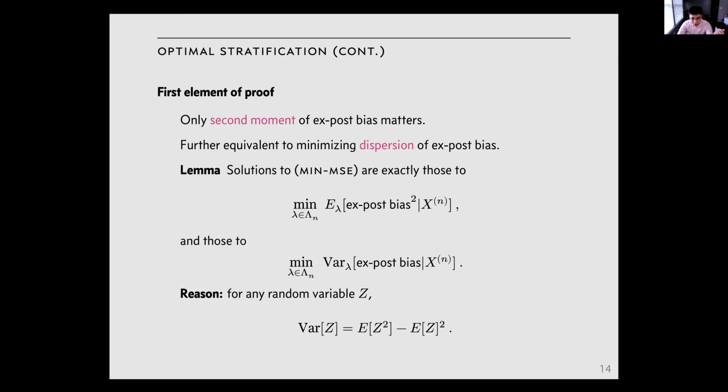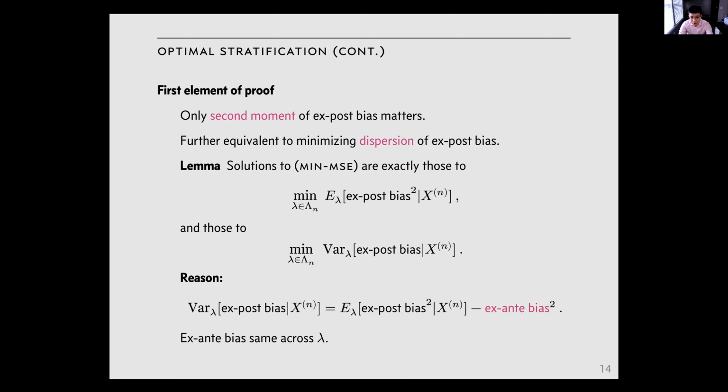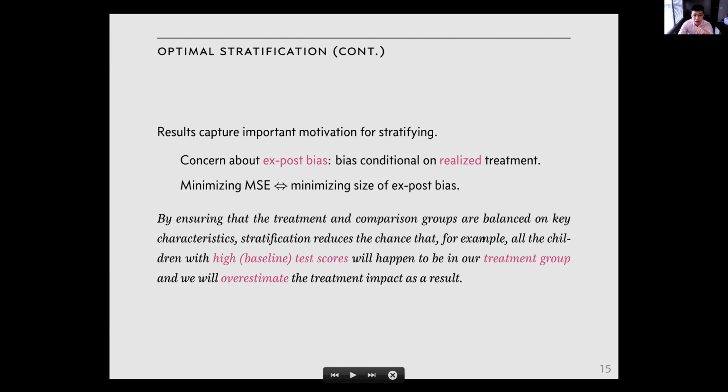And the reason is actually very simple, because if you think about variance, it's the second moment minus first moment squared. If you substitute everything by the quantity we're discussing today, then the variance or the dispersion of ex-post bias is the second moment of ex-post bias minus first moment squared, which is really ex-ante bias squared. But ex-ante bias doesn't depend on stratification at all, so it is equivalent to minimize this dispersion and minimizing the second moment. So this is the first thing that I want to mention.